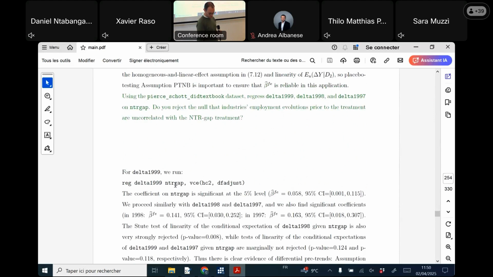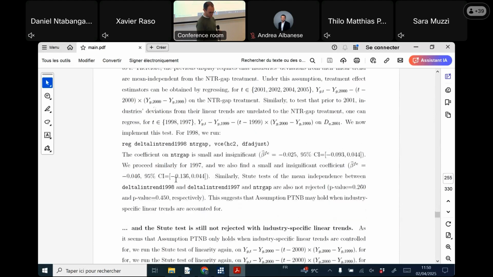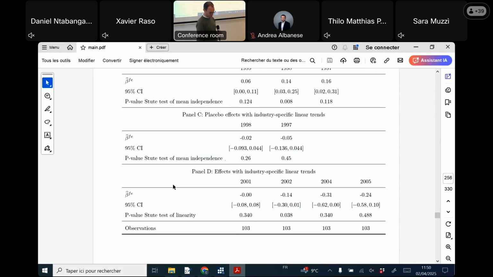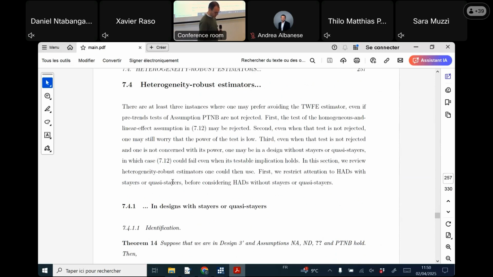So now, heterogeneity-robust estimators. The type of heterogeneity-robust estimators we can use is going to depend on whether we have stayers, or we don't have stayers but we have quasi-stayers, or we have neither stayers nor quasi-stayers, which is going to be the worst of the three cases.